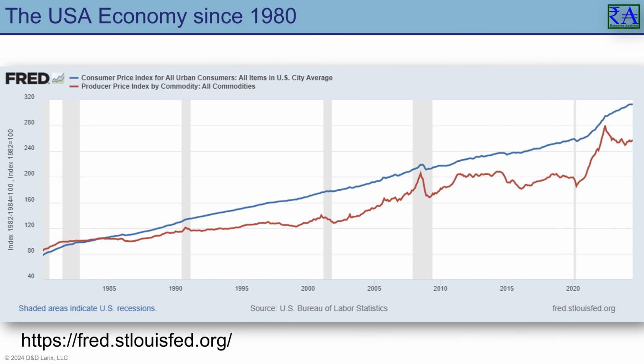FRED is the Federal Reserve Economic Data Portal from the St. Louis Federal Reserve. It is an essential resource for tracking macroeconomic trends. The slide illustrates 2 critical indices, the Consumer Price Index, CPI, in blue, and the Producer Price Index, PPI, in red, from 1980 to 2024.